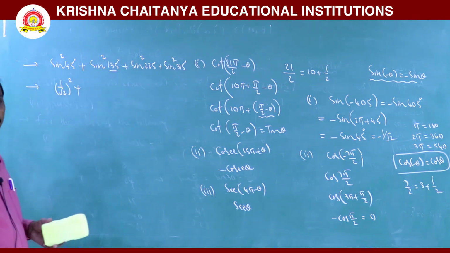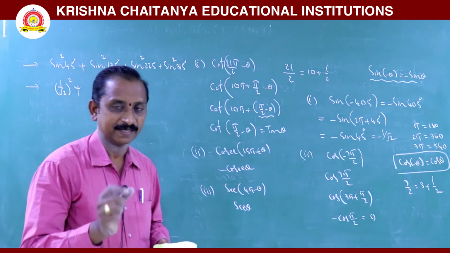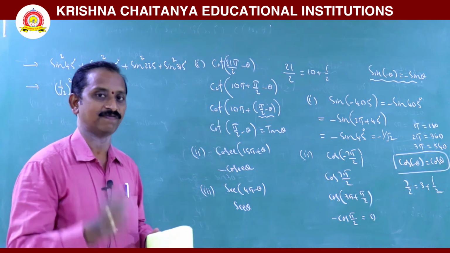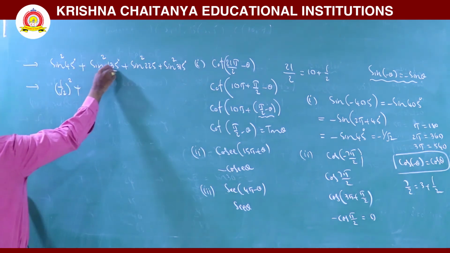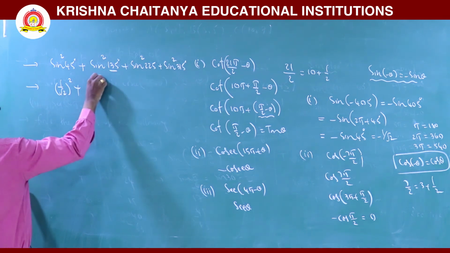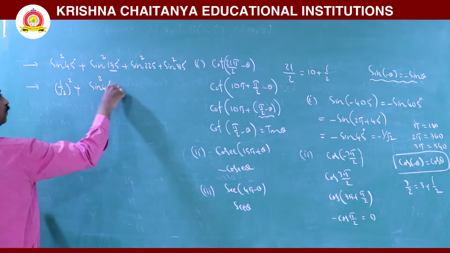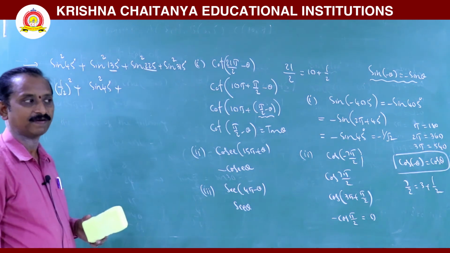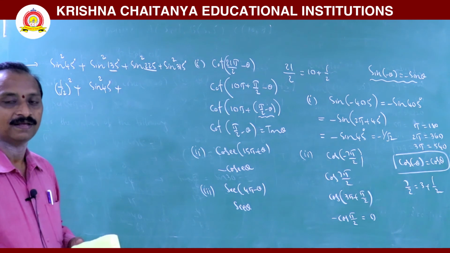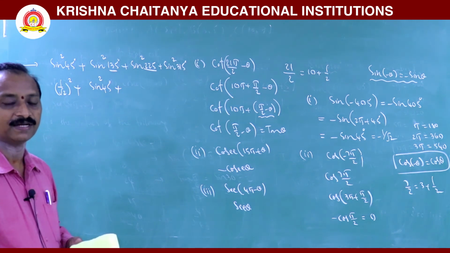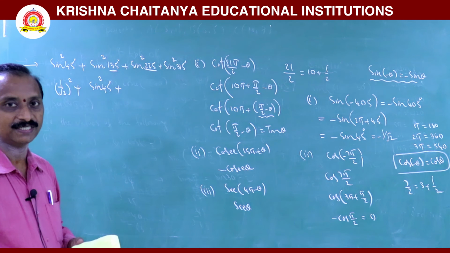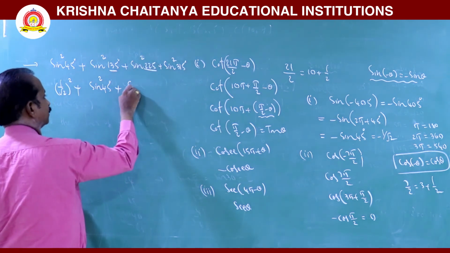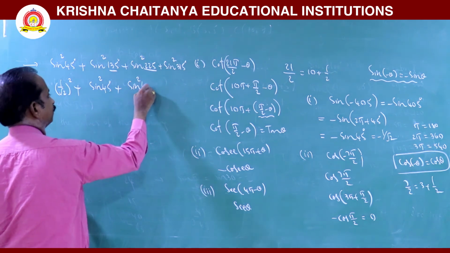135 is nothing but 180 minus 45. Second quadrant, sine is positive, so it is nothing but sine 45, and its whole square means sine square 45. 225 we can express as 180 plus 45. Third quadrant, sine is negative, the ratio does not change, so minus sine 45 whole square is nothing but sine square 45.